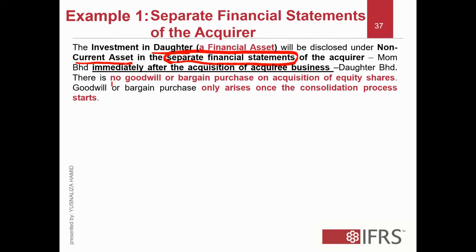So there is no goodwill that will be shown, right? And there is also no bargain purchase as well, because this will only arise if there is consolidation. So there is no consolidation that has taken place as yet.